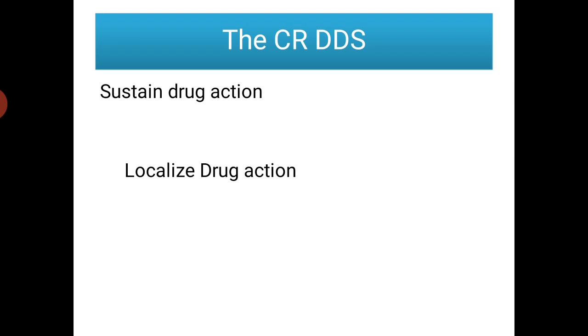Now let us see, the controlled release drug delivery system can sustain the drug action, it can localize the drug action, and it can target the drug action. That means it is a combination of sustaining, it provides a localized action, and at the same time it provides the target action. That means it delivers the drug molecules to a target site. So a controlled release drug delivery system can have these following characteristics.